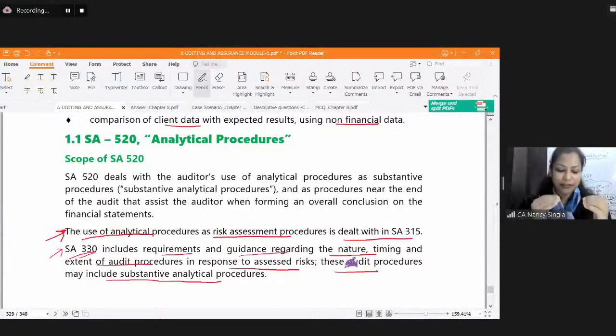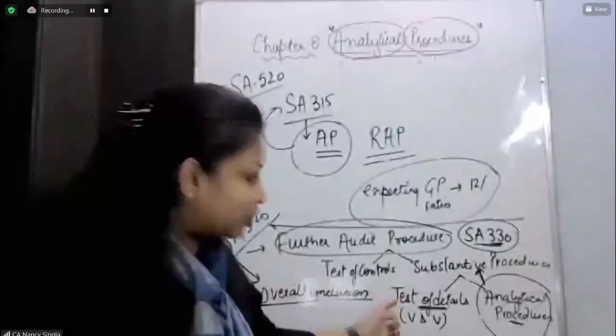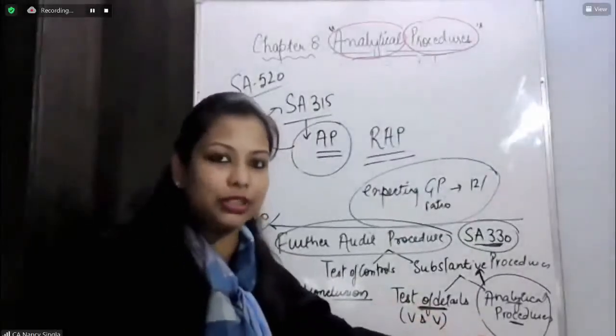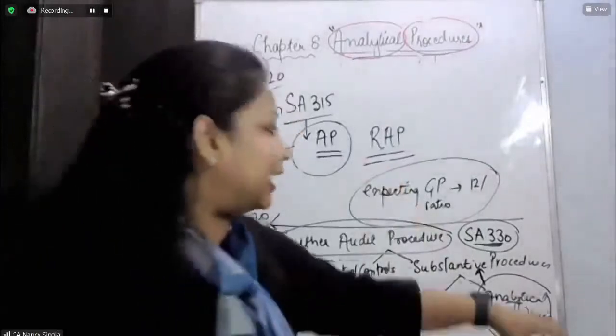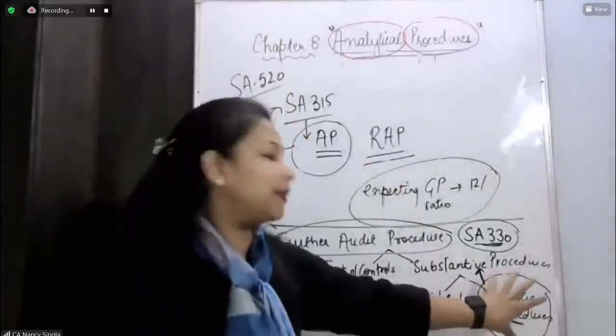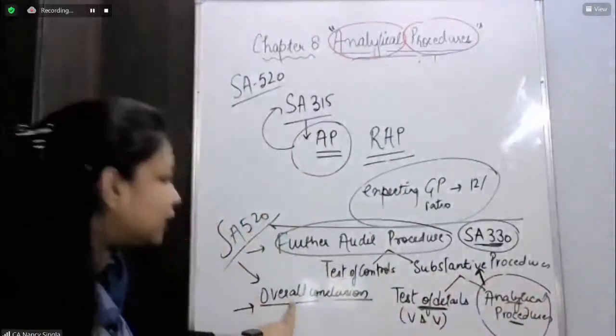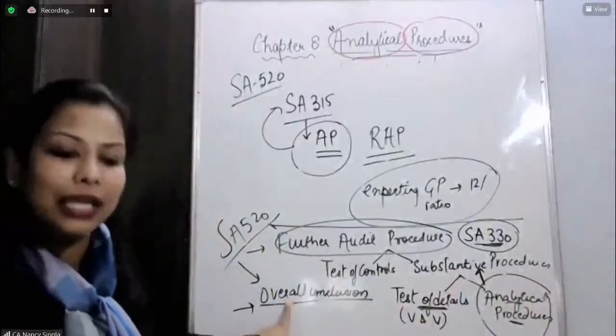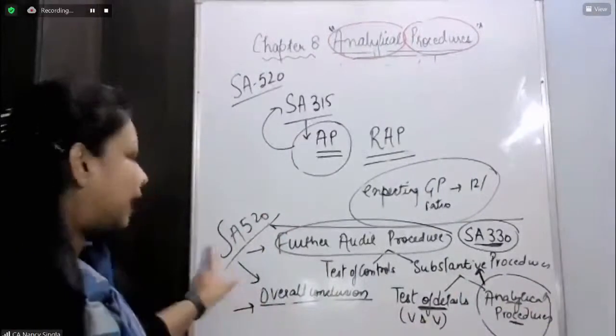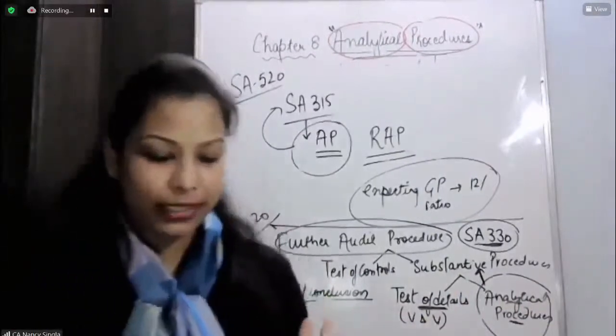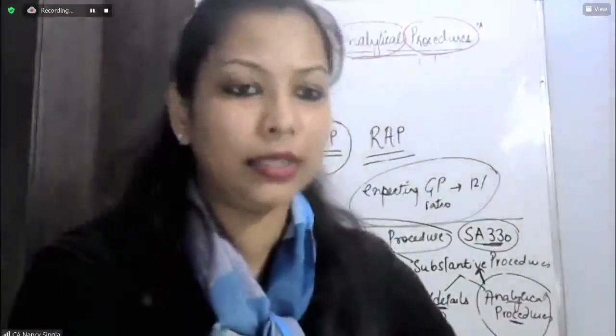Now, after 315, SA 330 comes, which is the auditor's responses to assessed risk. There he'll decide whether he'll be performing tests of details or analytical procedures. Once he decides that he'll be performing analytical procedures, he'll apply them as per 520. And when he decides to apply analytical procedures again at the time of finalizing the report, then also he'll be applying SA 520. Clear? Clear.